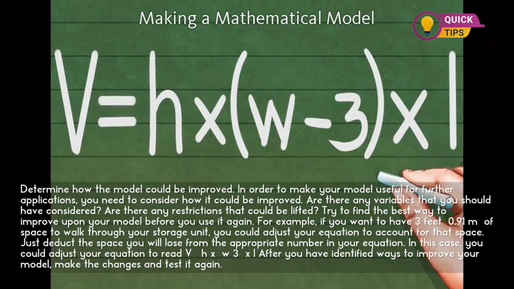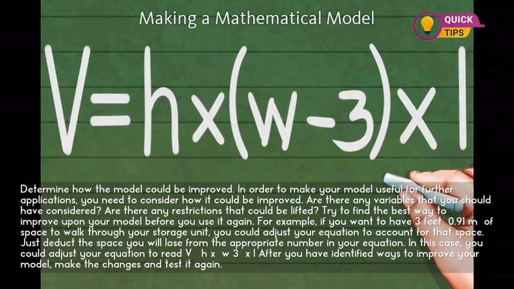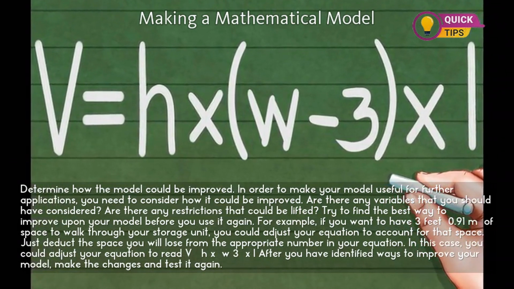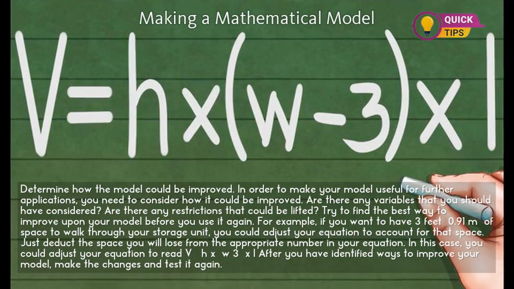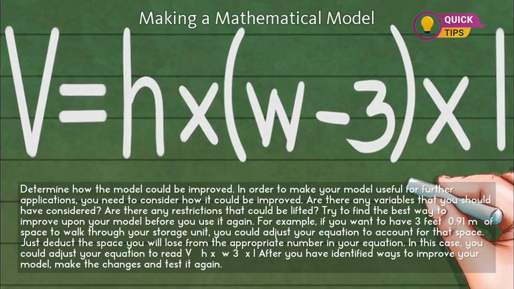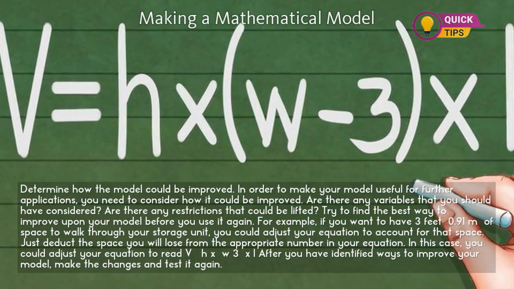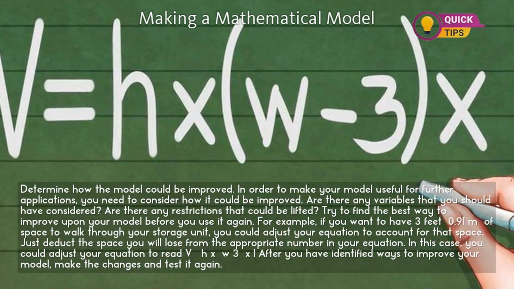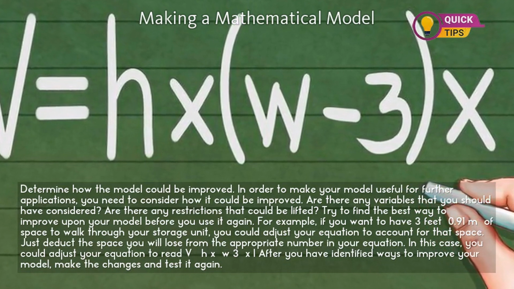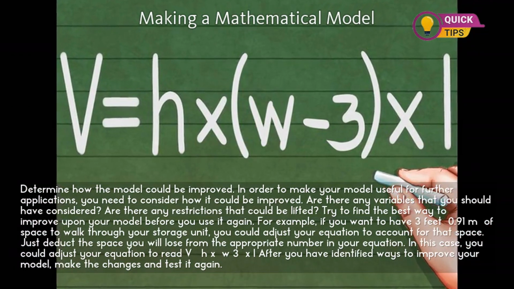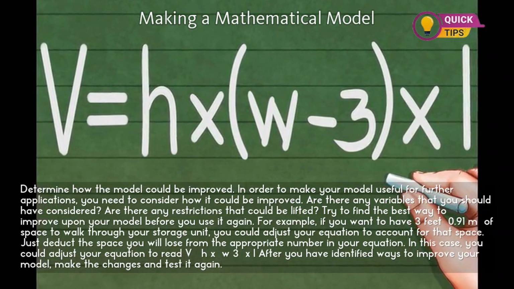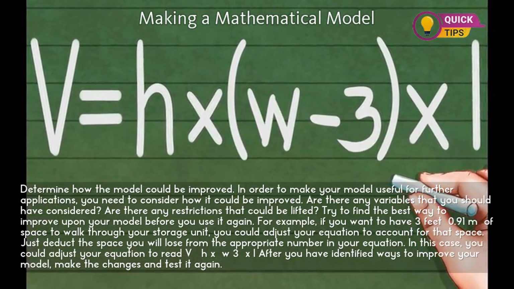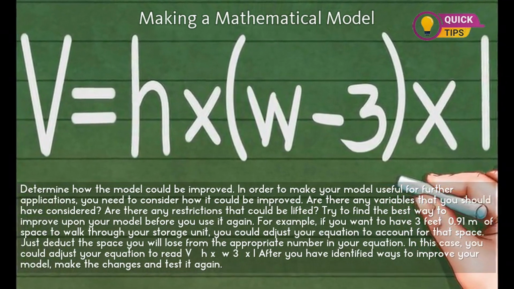For example, if you want to have 3 feet, 0.91 meters, of space to walk through your storage unit, you could adjust your equation to account for that space. Just deduct the space you will lose from the appropriate number in your equation. In this case, you could adjust your equation to read V = H × (W − 3) × L. After you have identified ways to improve your model, make the changes and test it again.